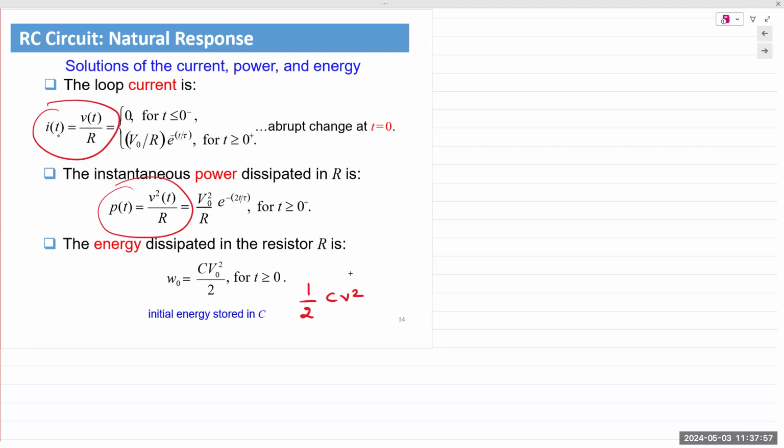Half Li squared. Same as chapter 3. That doesn't change.